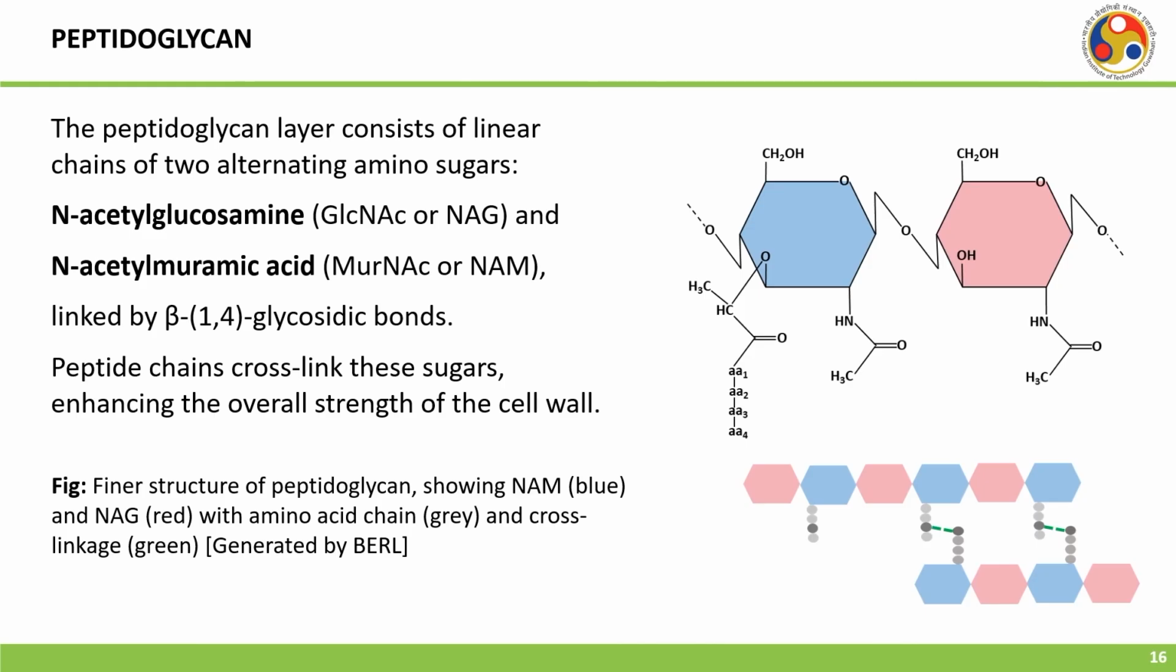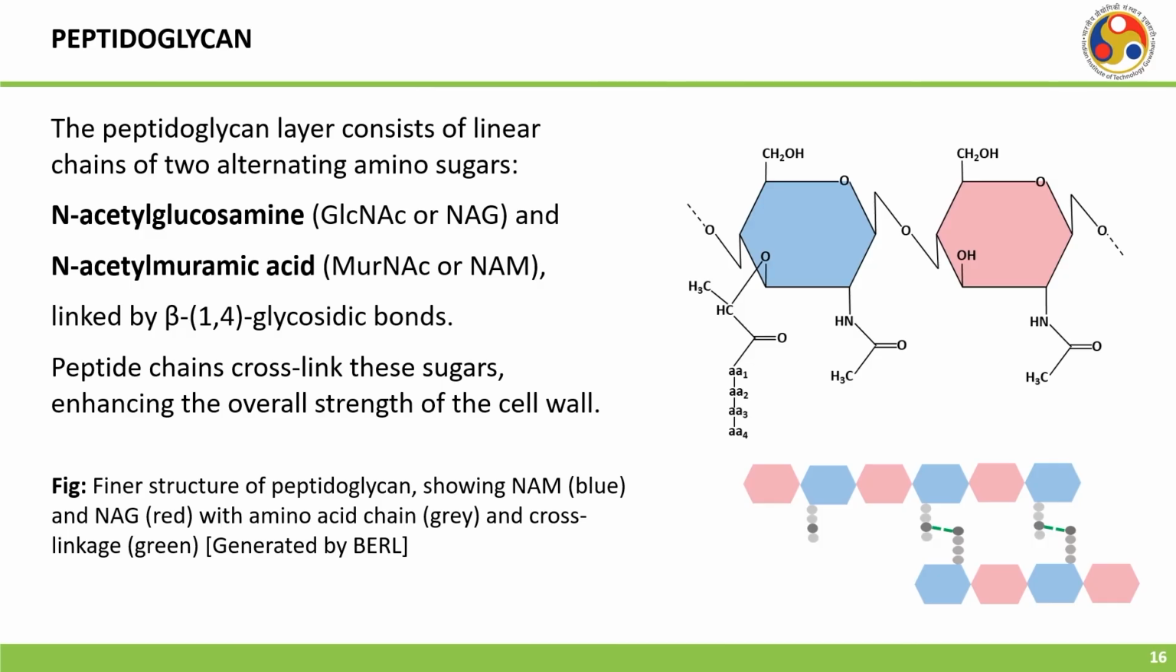Let us discuss the peptidoglycan in a little bit of detail. This consists of linear chains of two alternating amino sugars. The first is NAG or N-acetyl glucosamine, and the other one is NAM or N-acetyl muramic acid, which are linked by beta-1,4 glycosidic bonds. Peptide chains cross-link these sugars, enhancing the overall strength of the cell wall.